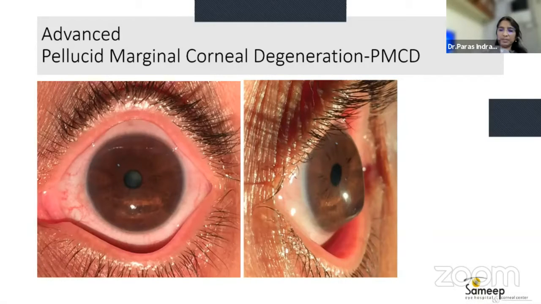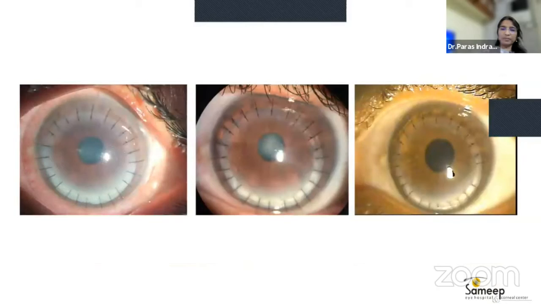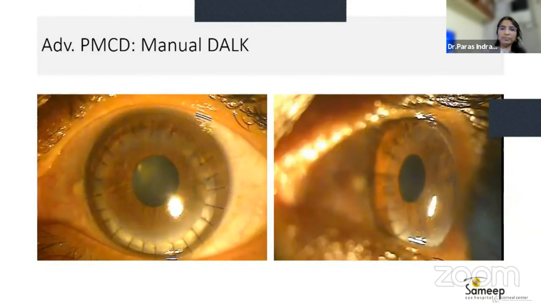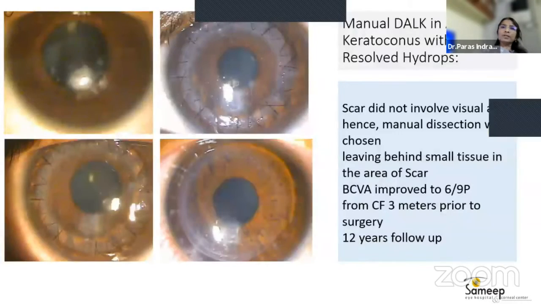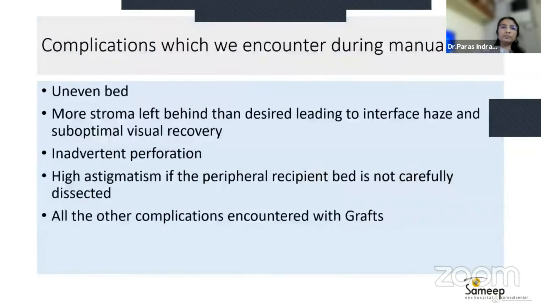One can do a manual DALK in marginal corneal degeneration. As you can see here, this is the intraoperative picture and this is the post-operative outcome in those cases. This is a case where there was a keratoconus hydrops, and you can leave behind a small amount of corneal scar, and still you can go ahead with manual DALK. Similar cases here, if you leave behind some stroma, initially there may be some haze, but later on it can clear up if it is less than 10%.